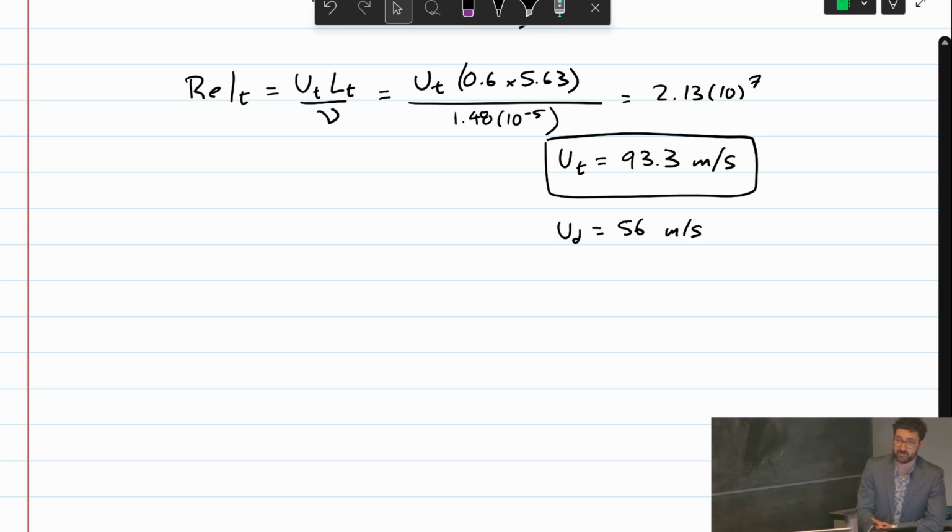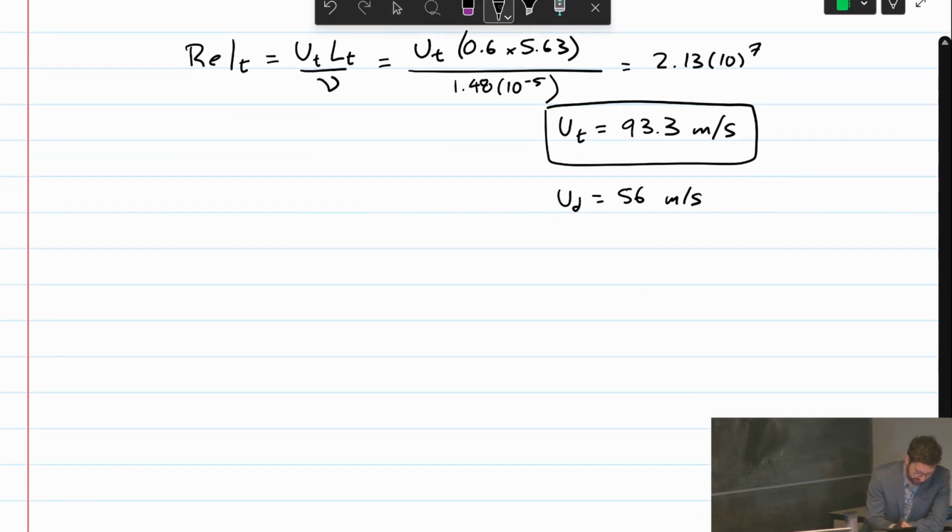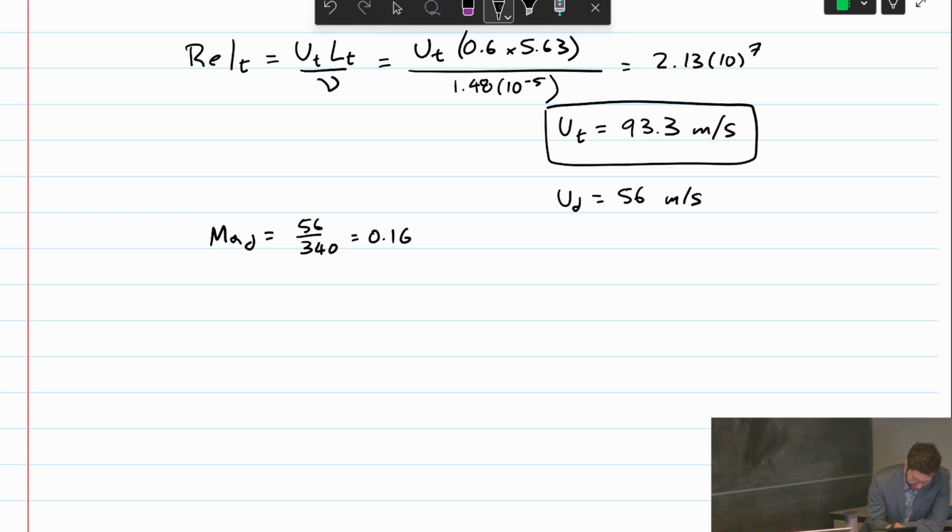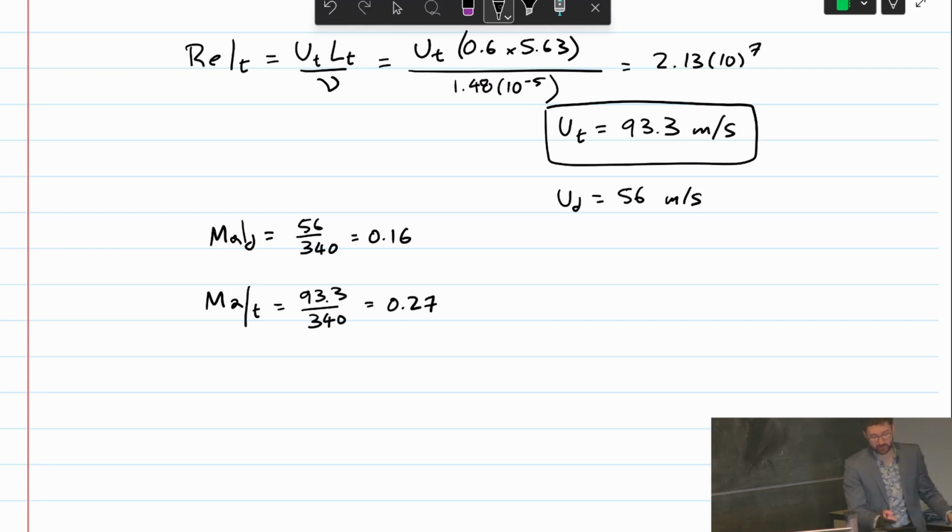I said there were two relevant parameters, right? Reynolds number and Mach number. So let's compute the Mach number of the design. It's 0.16. The Mach number of the test is 0.27. So we're just about to leave that incompressible assumption. You might notice these two numbers don't match.